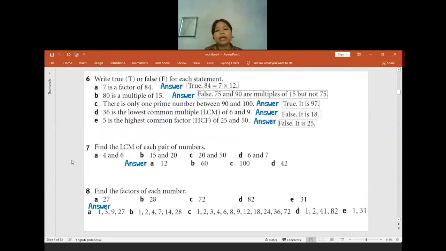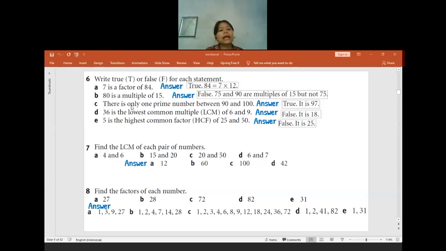Okay, questions 6, 7, and 8. For this question, now we already have the numbers. We need to check if the statement is true or false. So, 7 is a factor of 84. The answer is yes, true, because 7 times 12 equals 84. 80 is a multiple of 15. The answer is false, because 15 times 5 is only 75. If I multiply 15 by 6, the answer is 90. I cannot get 80. So 80 is not a multiple of 15.